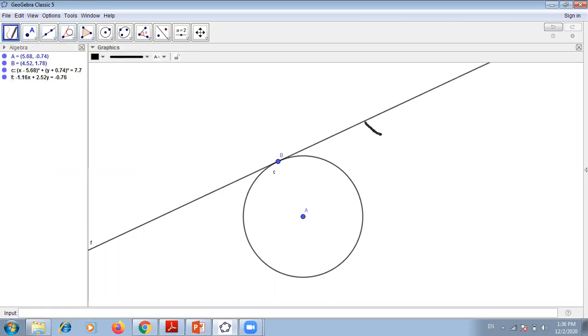So what is a tangent to a circle? A line that touches a circle on one single point. That is called a tangent to a circle. Again, I'm repeating it. A line which just touches a circle on one single point, that is called a tangent to a circle. Now, you already know what is a tangent to a circle.